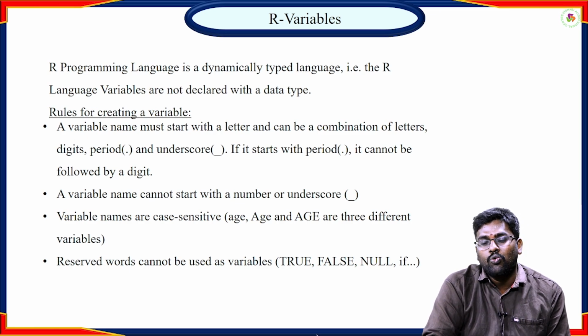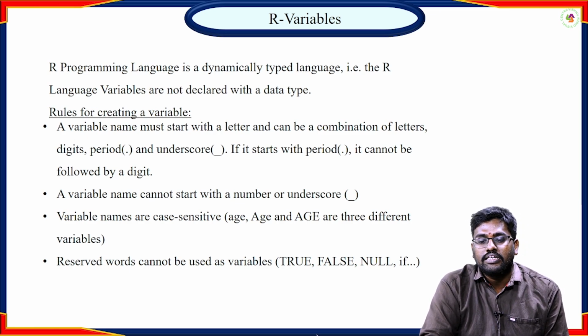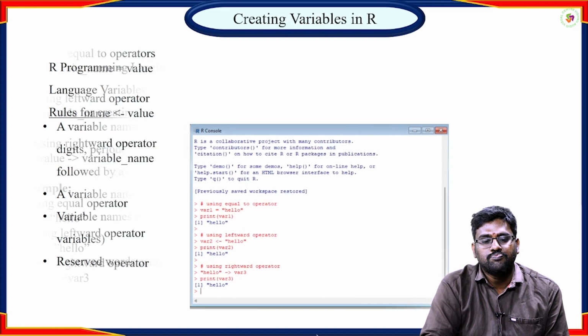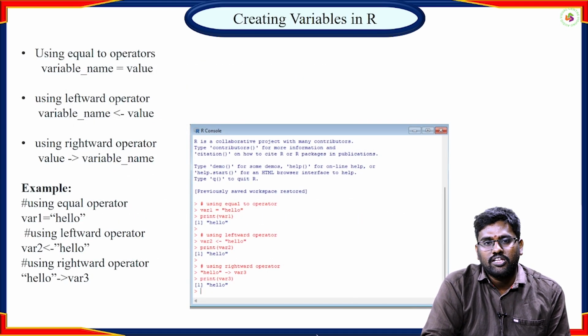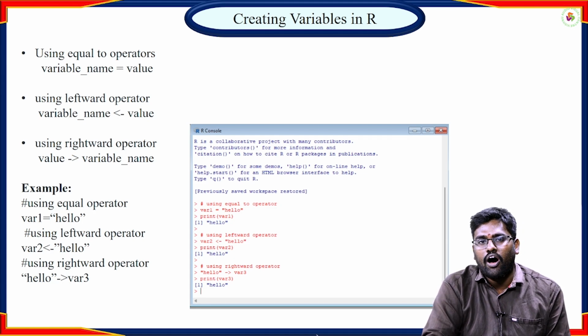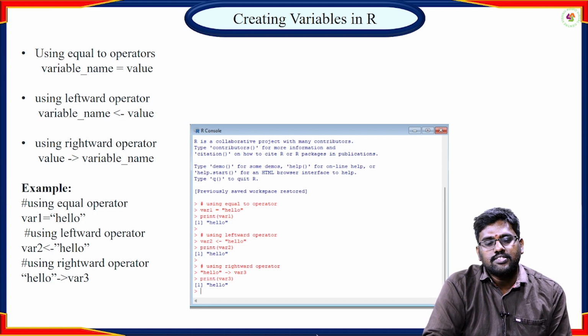So these are the rules used to implement the R variables. Now, how do we represent variables in R? Actually, there are three ways to represent them in R programming. The first one is variable name is equal to value. So for the first one, we use the equal assignment operator: variable name is equal to value.